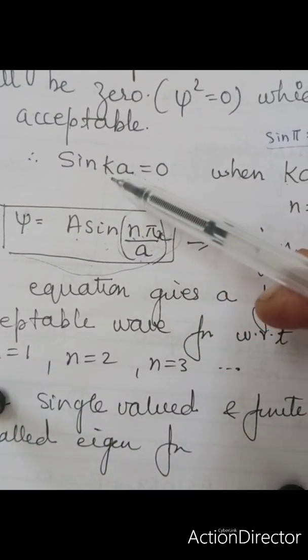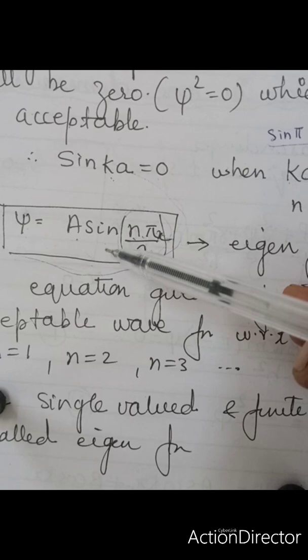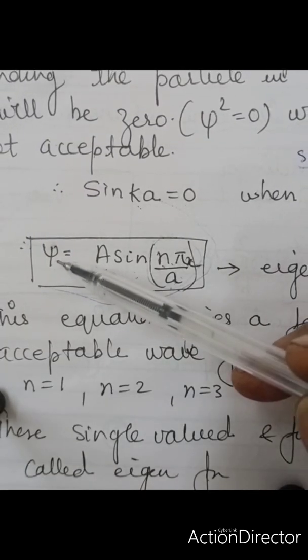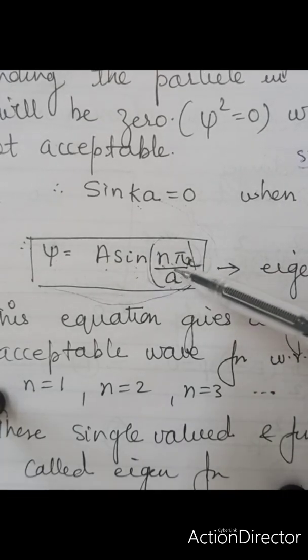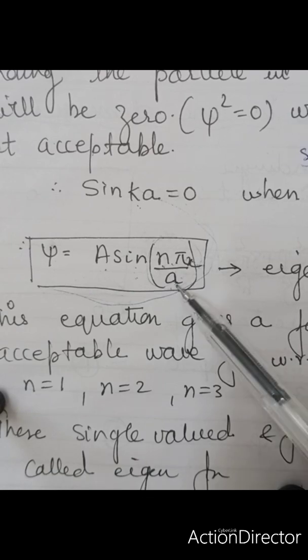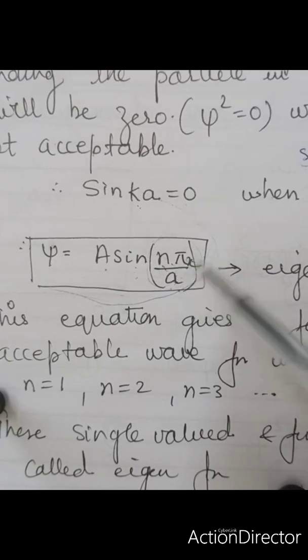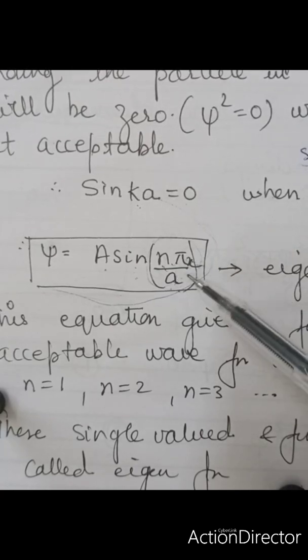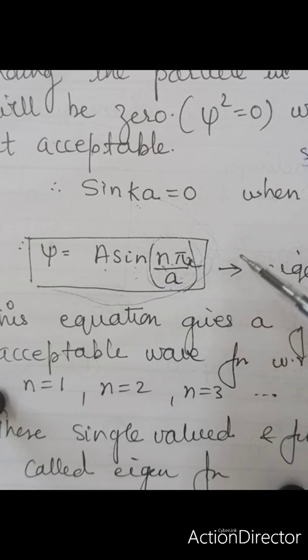So instead of k, I will now write in psi. Previously we have seen that psi is equal to A sine kx. So it will be A sine, and the value of k I will be putting, that is n pi upon a, x. So this is nothing but the eigenfunctions, and this equation will give you a family of acceptable wave functions with respect to n. You can take 1, 2, 3 and so on. These single valued and finite functions are known as the eigenfunctions.